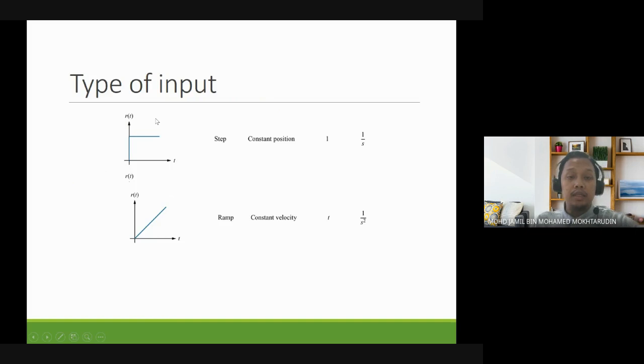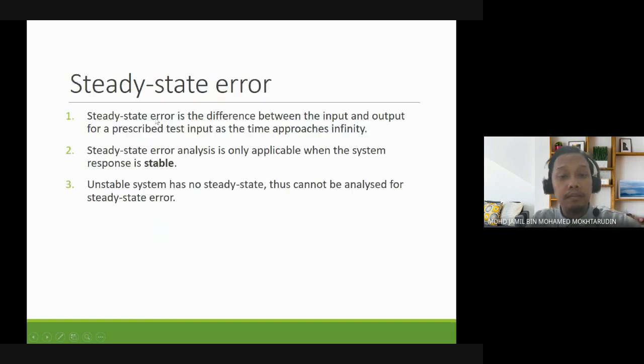So what is steady state error? Steady state error is the difference between the input and the output produced from the system for a prescribed test input. Okay, so if you use unit step input, then you compare the value of the step input with the output produced from your system, as the time approaches infinity.